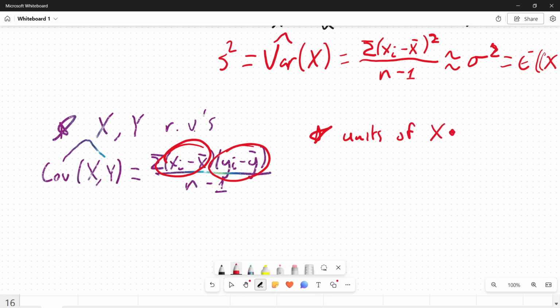And I'll say that as x dot y. Interesting. Are these numbers going to be large or are they going to be small? Well, it depends on the original units and it depends on the amount of variation in the original data.